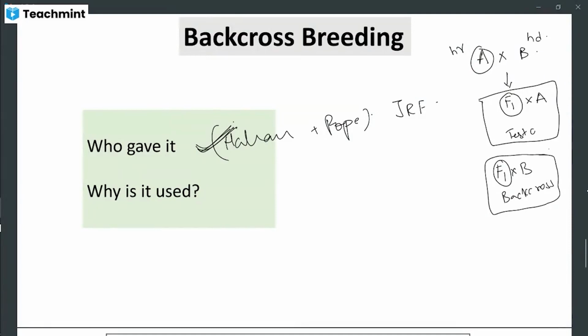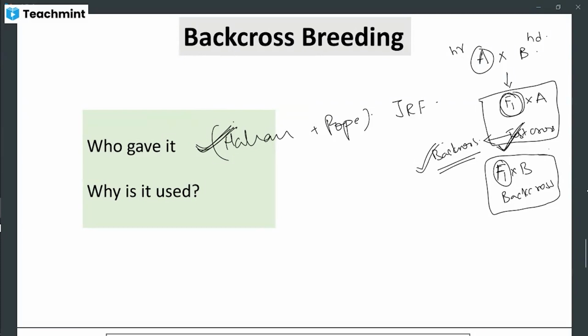Please remember, test cross is also a type of backcross. We can also call this a backcross, but more particularly we call it a test cross. The exact definition of backcross is crossing the progeny with either of its parents. If you cross the progeny with the homozygous recessive parent, it is known as a test cross. So backcross is with any parent, test cross is with the homozygous recessive parent. Do remember these two terms.